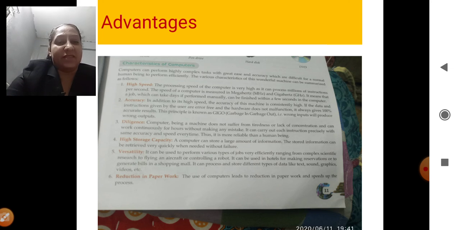But what happens with us? What the teacher teaches, we forget. Certain memories are out of our mind after a certain time. That is how the computer differs. Next point given is versatility. What is versatility? Versatility means the capacity to do all kinds of work with 100% efficiency. Computer is excellent in everything.